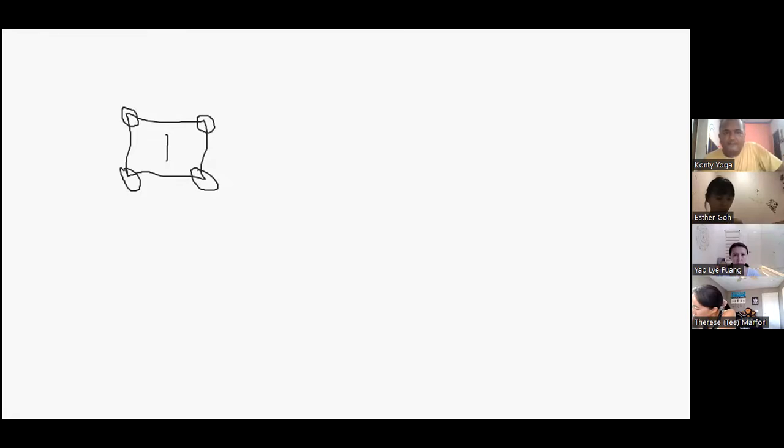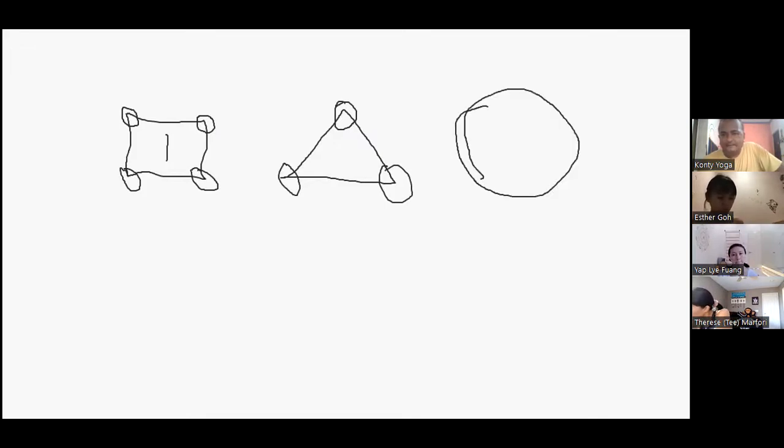Your class can be a triangle formation. Teacher is standing here, and students are standing on the two corners. So the teacher can see both the students and the students can see the teacher. It can also be a circle formation. Teacher is in the center and the students' mats are facing the teacher.